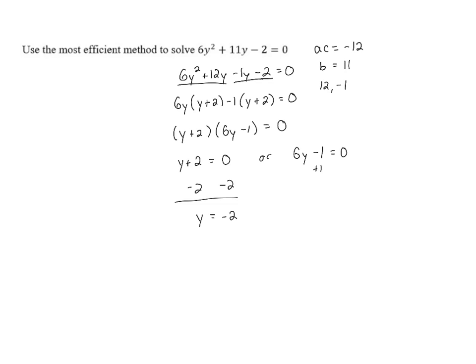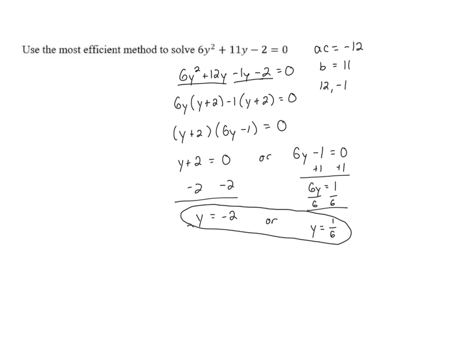In the second one, we can start by adding 1 to both sides of the equation. That leaves us with 6y on the left and 1 on the right. To get y alone, we divide by 6. That gives us y equals 1/6. And so we have our final answer, y equals negative 2, or y equals 1/6.